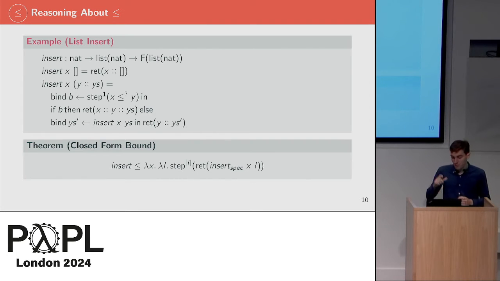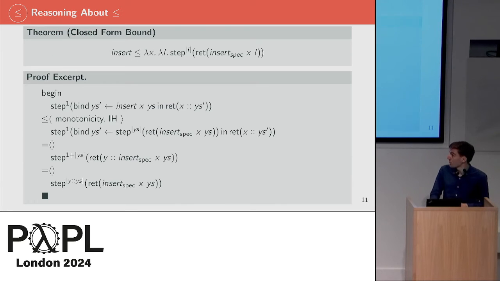In order to prove this, we can just use a chain of inequality reasoning. So I'll show you an example case of the proof. To show this theorem, you would start with the code from insert on the left, and you would use, in this example, monotonicity and the inductive hypothesis to simplify the code, and then some other properties about equality will get you to the desired form.